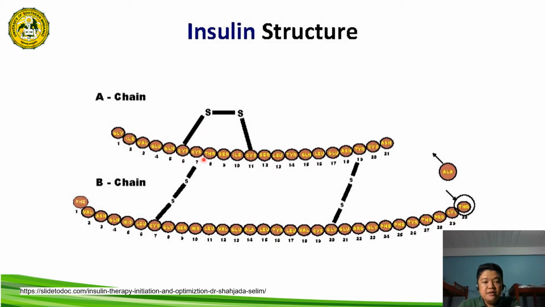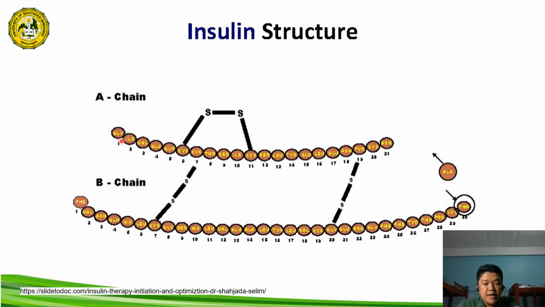The A and the B chain are connected at this level at the cysteine residues of the 7th amino acid of the A chain and the 7th amino acid of the B chain. Another link is located between the 19th amino acid of the A chain and the 20th amino acid of the B chain. These are known as disulfide bonds or disulfide bridges. We also have here an additional link known as the intrachain link, located between the cysteine residues of the 6th and the 11th amino acid.